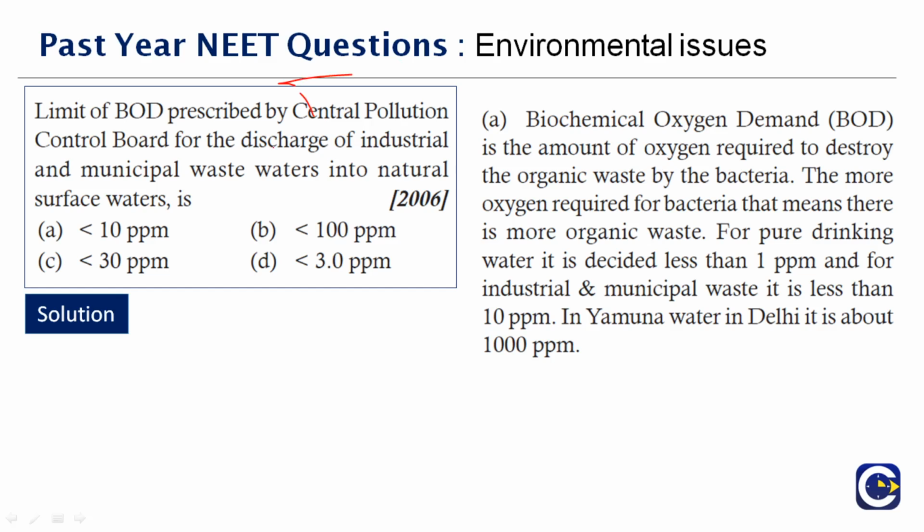Now for a pure water, if you see, it is less than 1 ppm, and if you take the same thing for an industrial and municipal waste, it should be less than 10 ppm. But if you look at the same example which is given here, in Yamuna water of Delhi, it is about 1000 ppm it seems. Then see how much it is polluted. Therefore the right answer to this question is option A, less than 10 ppm. So biological oxygen demand is the amount of oxygen that is required to destroy the organic waste by the bacteria. The more the oxygen that is required by the bacteria, it is understood the demand is also increasing. Therefore the right answer to this question is option A.